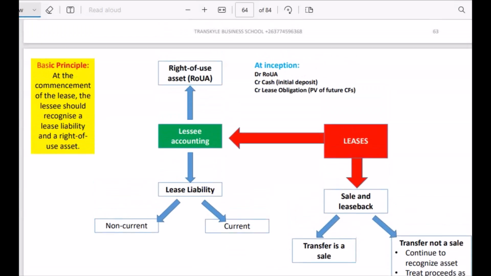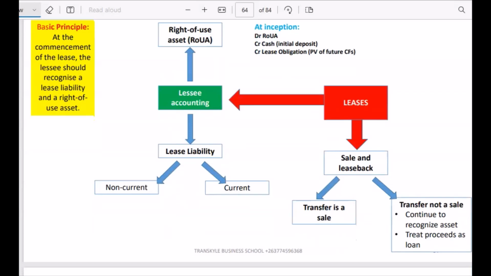Now, ladies and gentlemen, this diagram here I see as very, very important for our understanding of what is going on with lease accounting. Okay, so the basic principle: at the commencement of the lease, the lessee should recognize a lease liability as well as a right of use asset. All right, that's the basic principle. So this is why we are seeing the right of use asset there and the lease liability there. That's the basic principle of lease accounting.